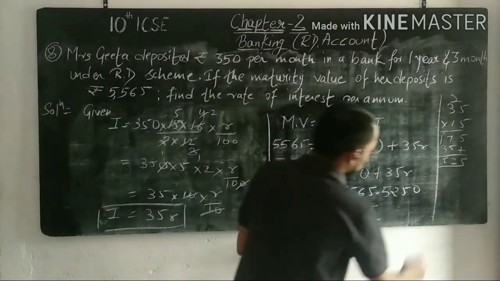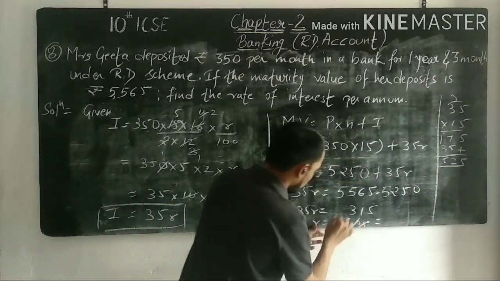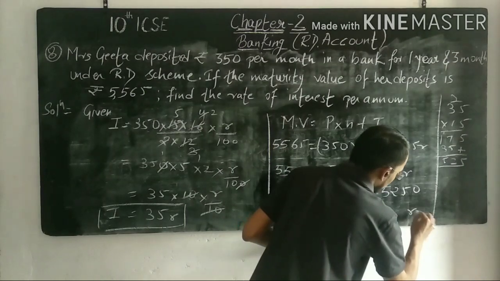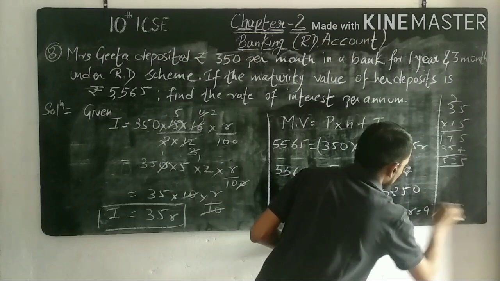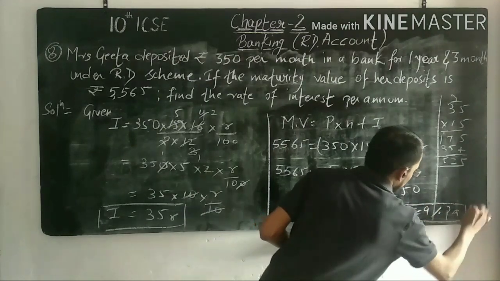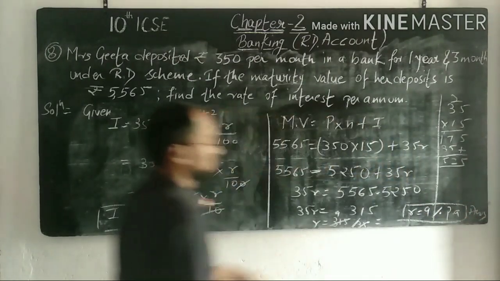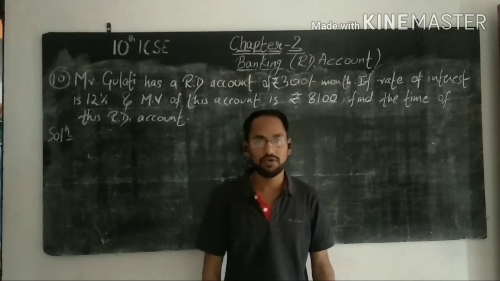On solving, we have 35 and 9. So the value of R is 9% per annum. This is the answer. Now we look at one more question.